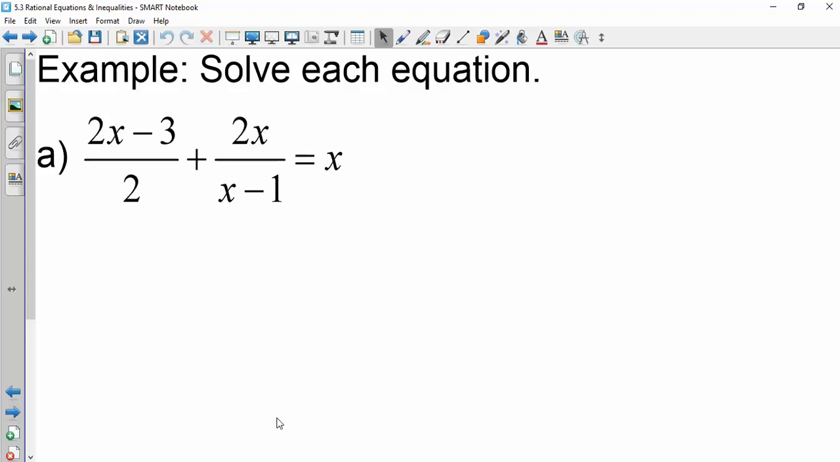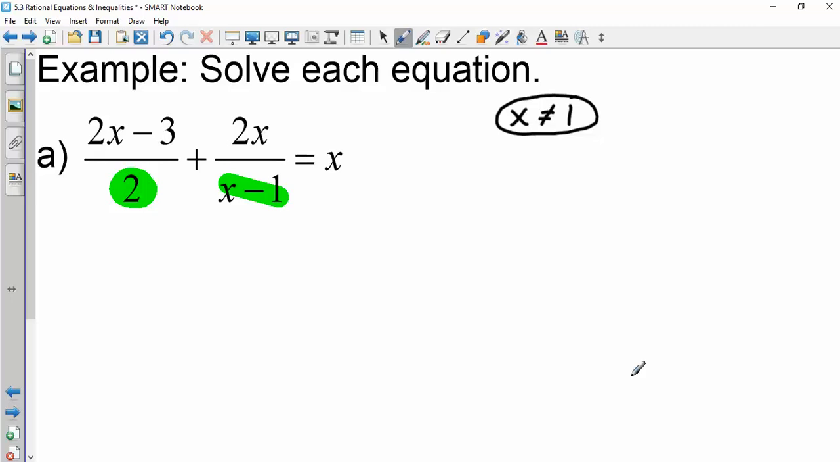(2x minus 3)/2 plus 2x/(x minus 1) equals x. What I want you to do on these, very first thing, is look to see what answers are possible. We've talked about if you have a fraction, what can't happen? Does 2 ever equal 0? No, so I don't have to worry about that. What would make x minus 1 equal 0? So I'm just going to make myself a note that x cannot equal 1.